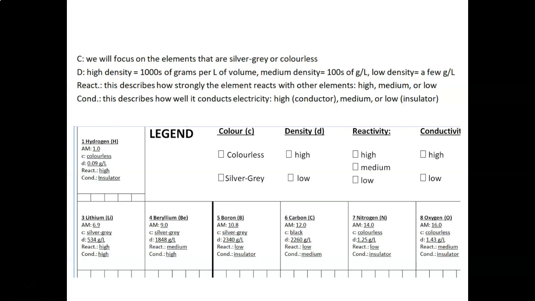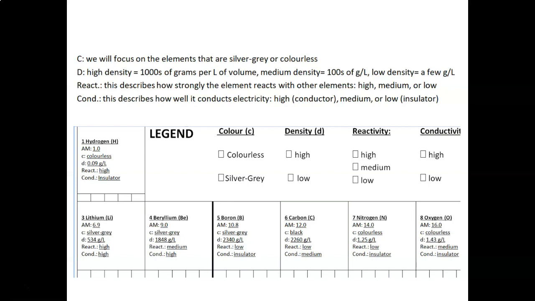Now, what we're going to do is investigate the predictive power of Mendeleev's periodic table. To do that, we're going to look at 4 properties for a number of the elements in the periodic table, and then use the patterns that we observe to make some predictions about elements that are missing.